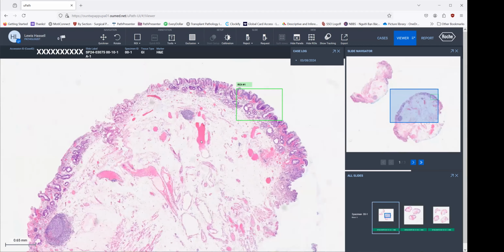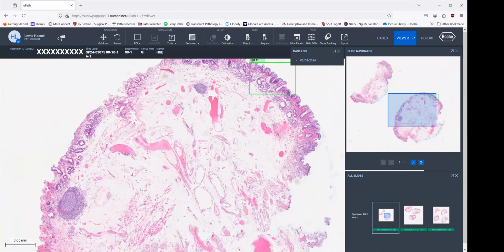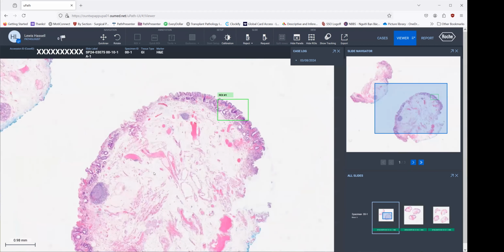So another area where I see a lot of cases is in the evaluation of Barrett's esophagus. In the United States, the incidence of esophageal adenocarcinoma is increasing. And to be quite frank, I suspect the same is happening, perhaps at a lower rate, in Vietnam now.